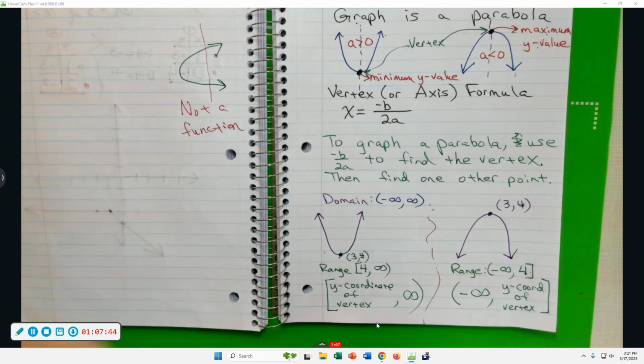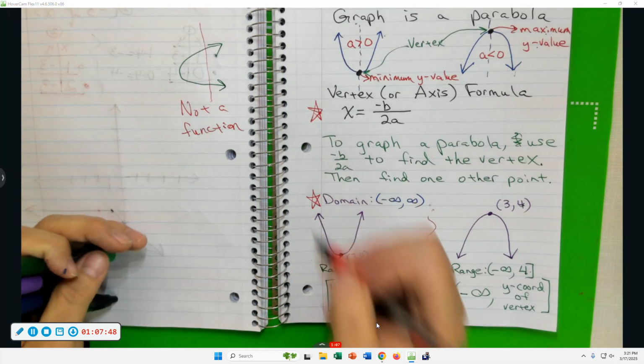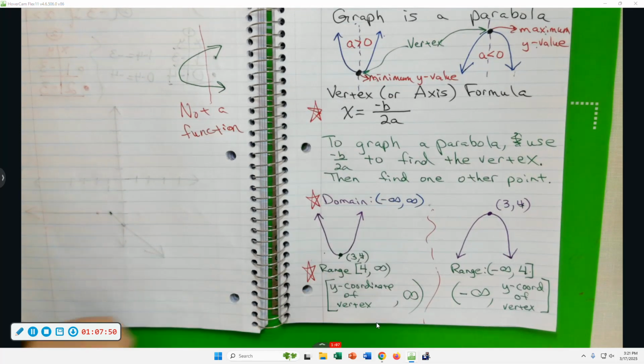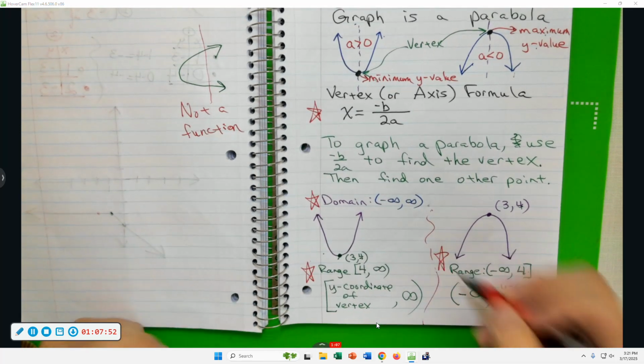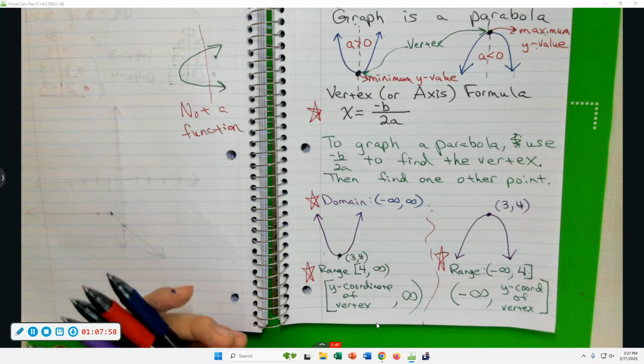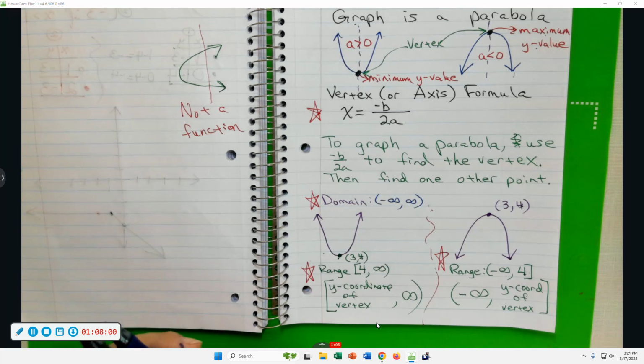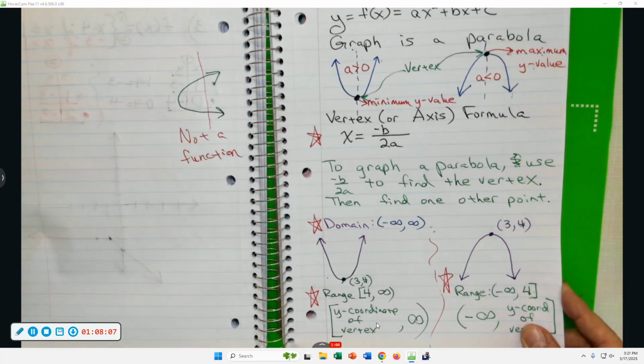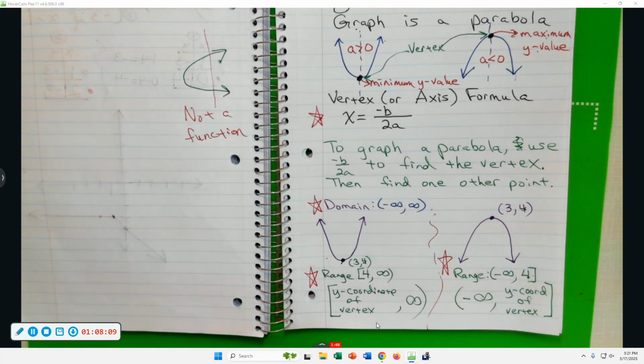You'll be asked to find the vertex and axis, domain, and the range. I think that's everything you need to know about a quadratic function in order to be able to graph these things. Any questions? Oh, goodness. It's not as bad as it sounds.